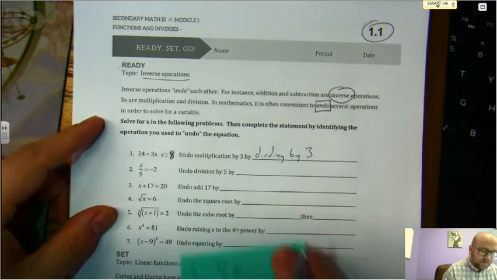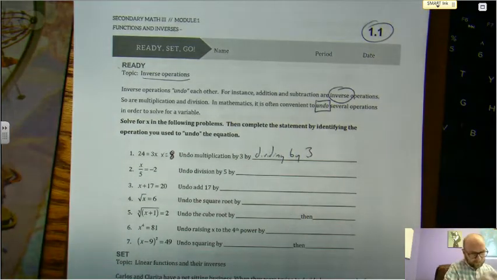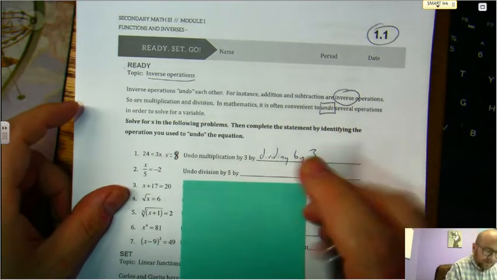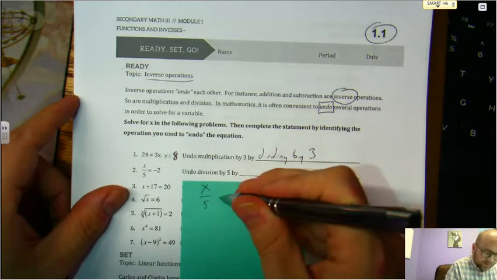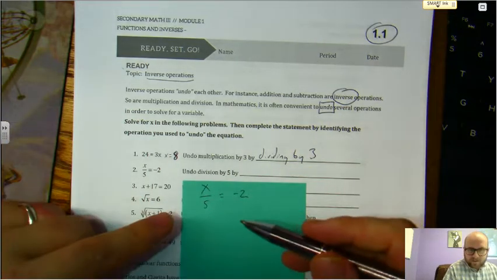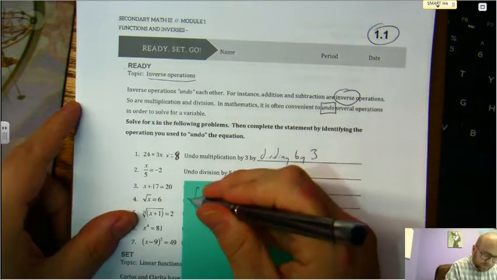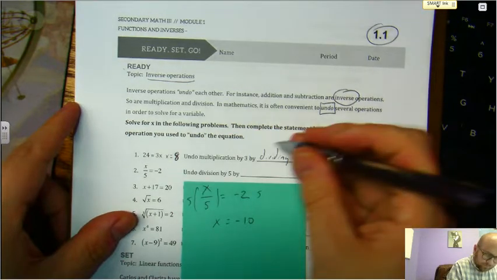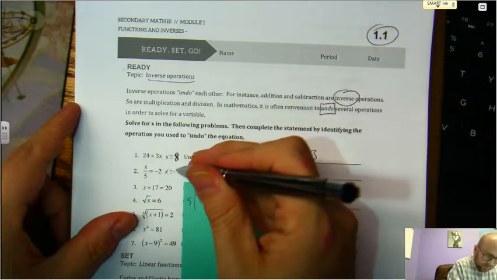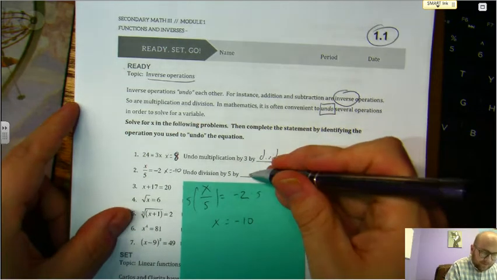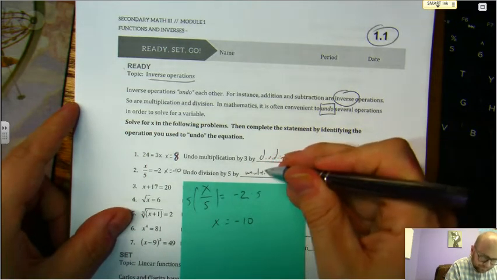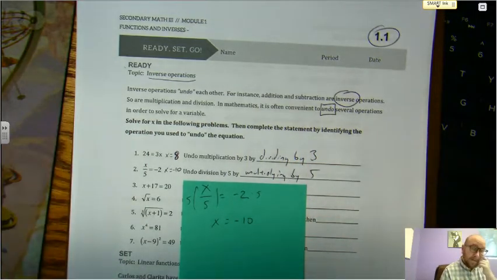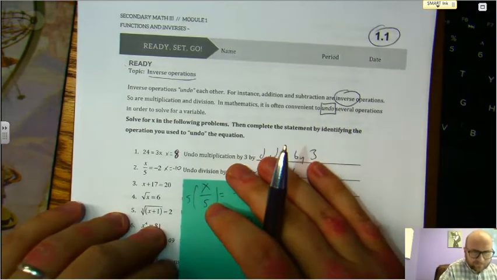The next one wants us to undo division by 5 by. So we have x divided by 5 equals negative 2. How do I undo that? I multiply both sides by 5. X equals negative 10. So this would be x equals negative 10. Undo division by 5 by multiplying by 5. That's it.